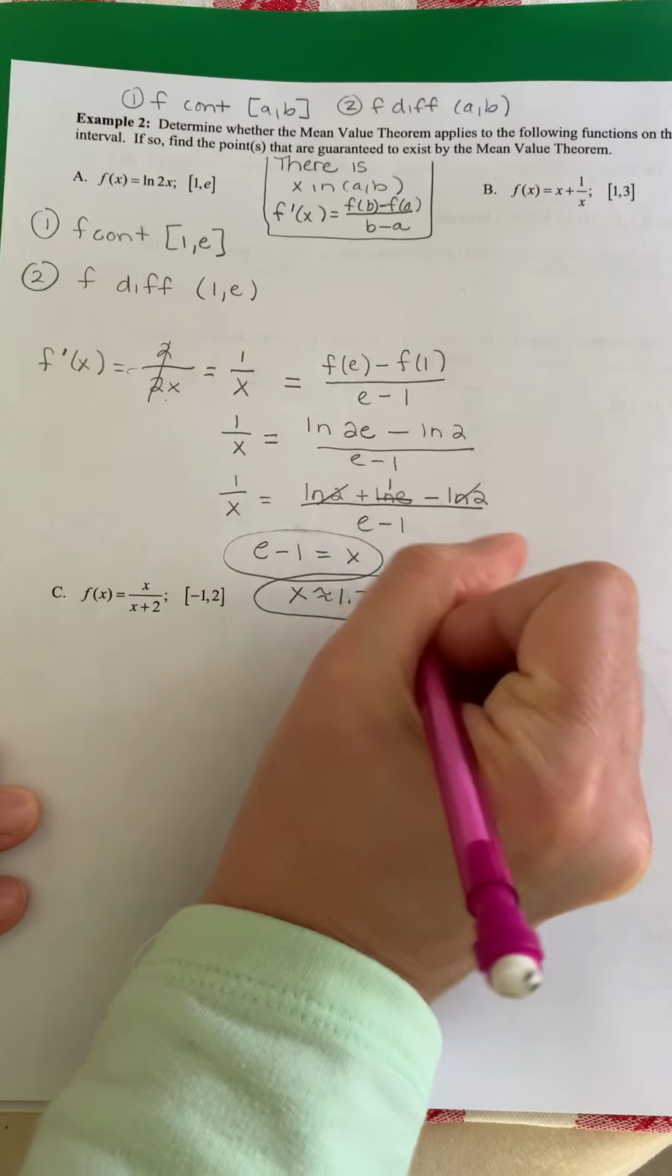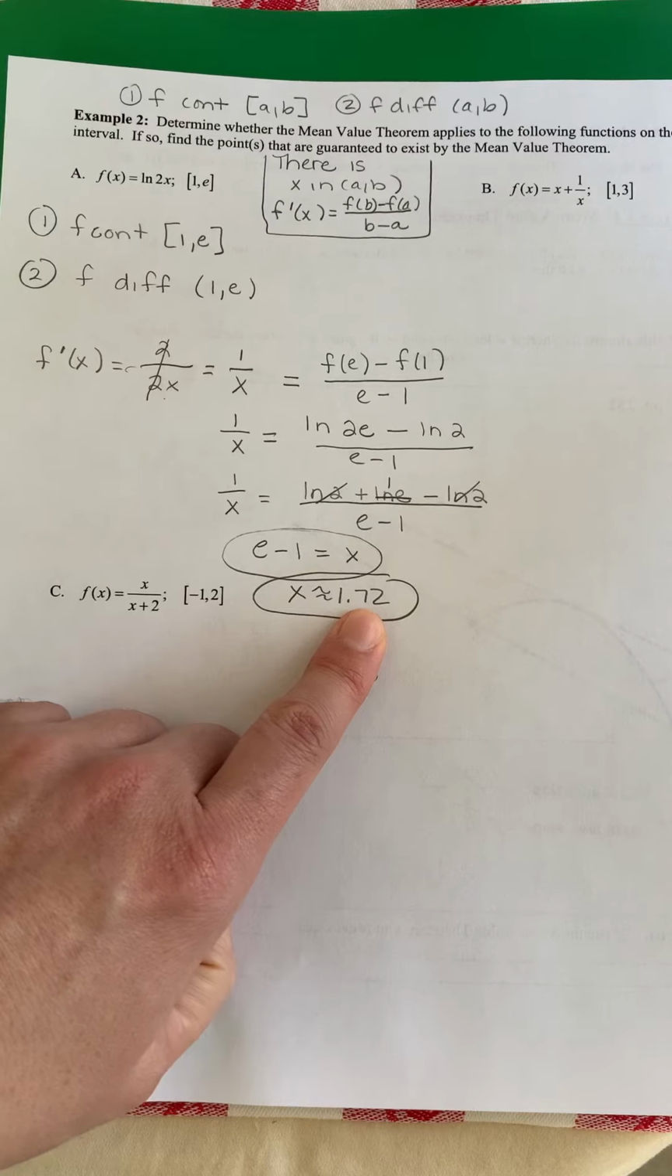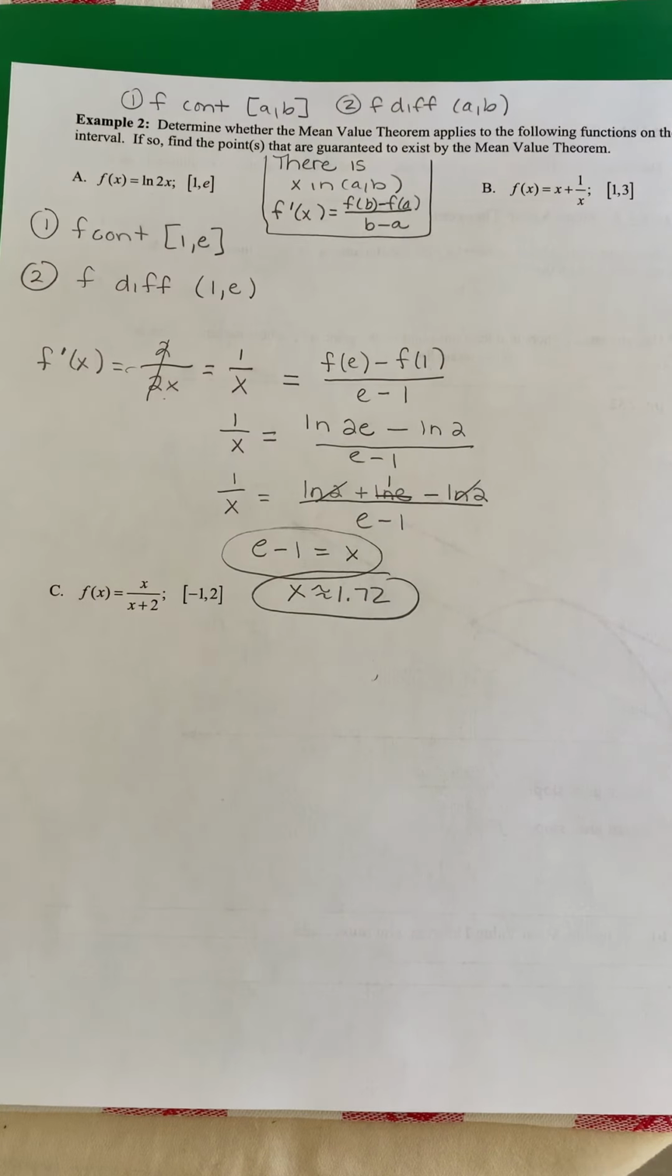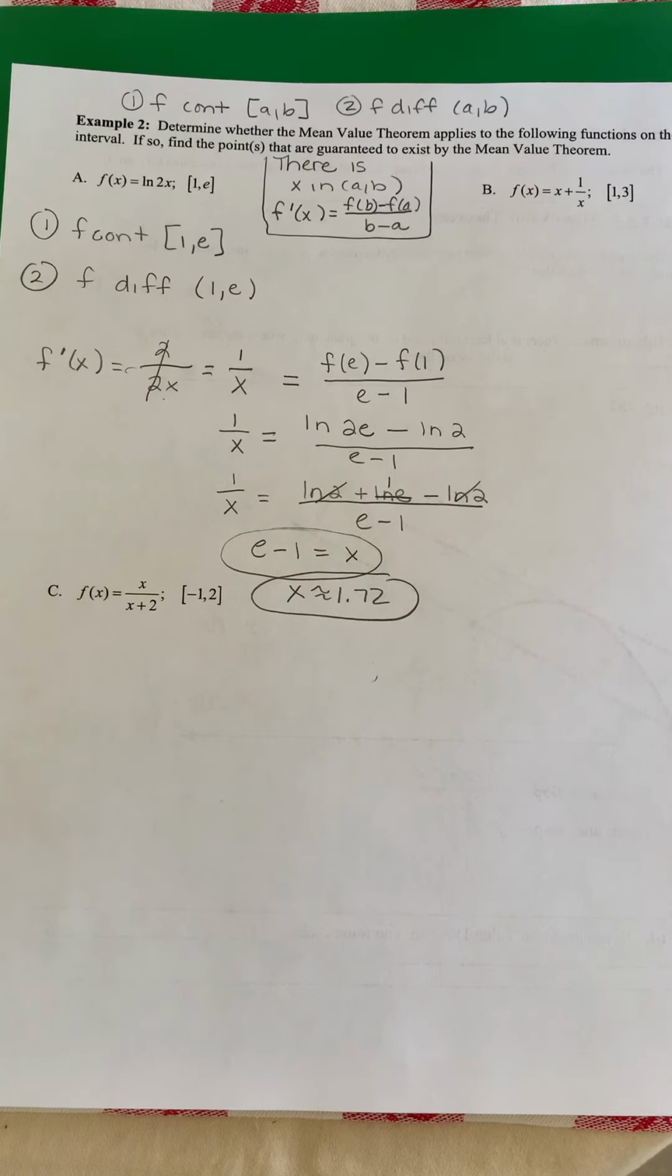Okay. All right, so that is in the interval, E is around 2.7. Okay, and that completes part A.